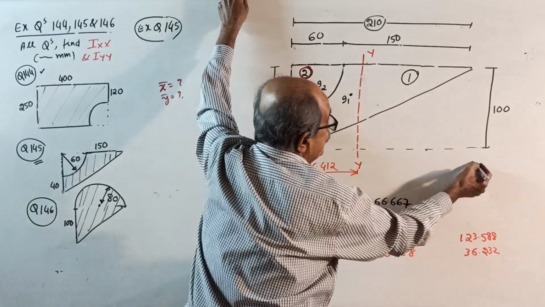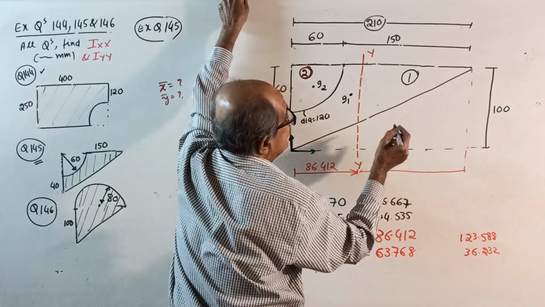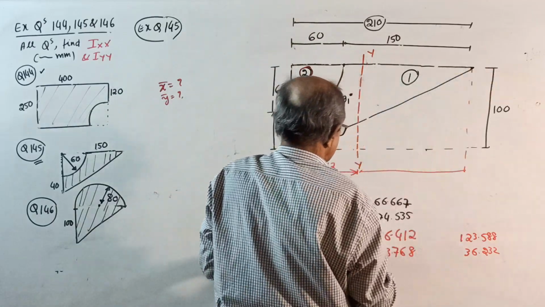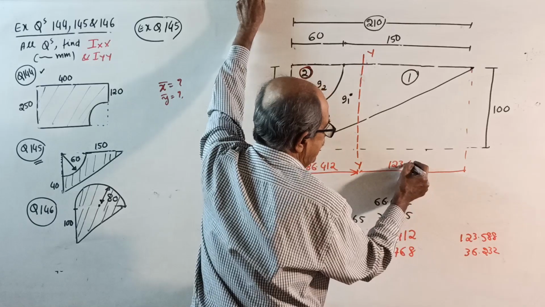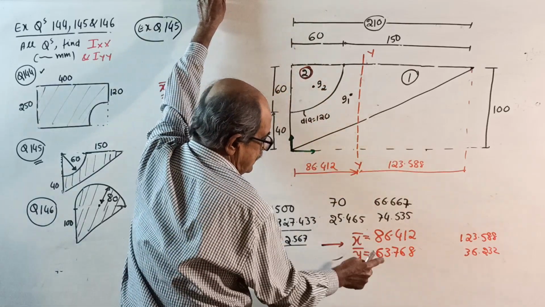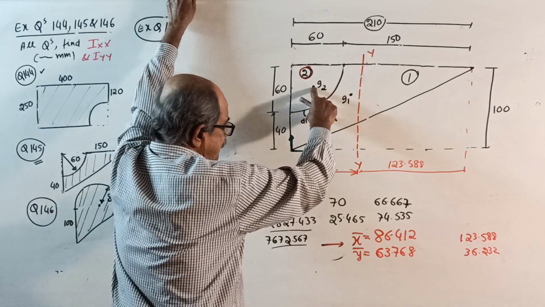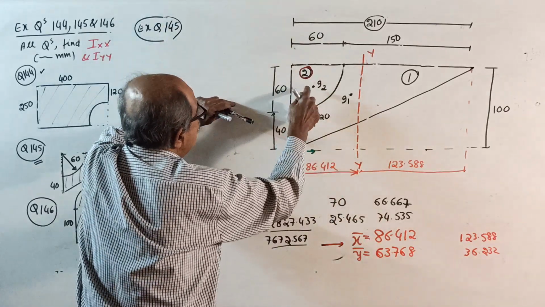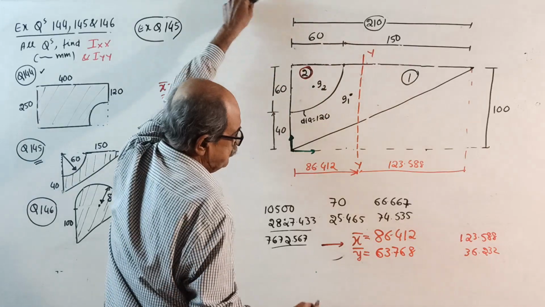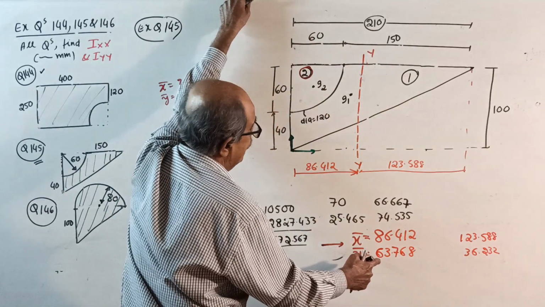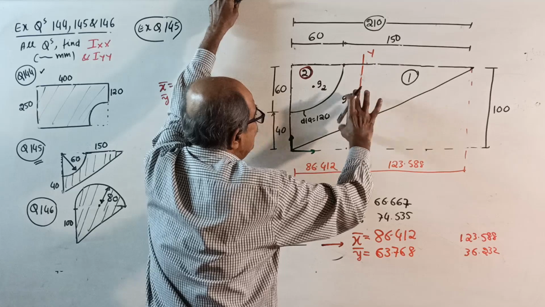86.412. Then, from this extreme end, some will comment that the triangle is not correctly touching each other. Okay, leave it. Such comments, we can't do anything. That is 123.588. Y bar, 63.788. See, up to here 40, up to here you can see 74. So a little below this one, G2. And from here up to here is how much? 66.667. How much Y bar did you get? 63.